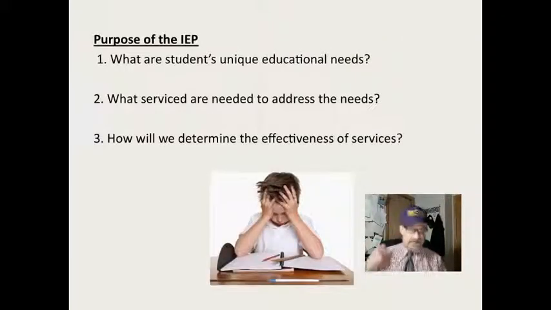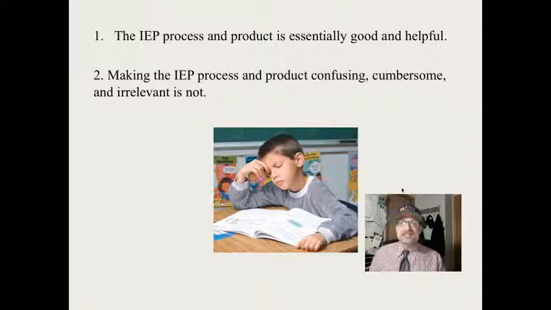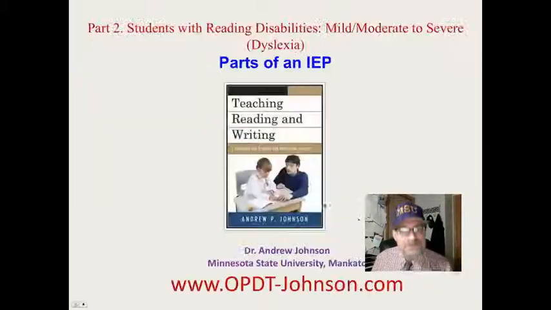So the purpose is to identify students' unique educational needs, the services that need to be there, and how will we determine if the services work. That is the basics. Now, the IEP process basically is pretty good. The product is essentially good and helpful. It's when people get involved and make it so confusing and cumbersome and irrelevant, it gets in the way of providing help more than helping to help, if that makes any sense. Basic overview, we'll be going over the parts of an IEP in the next one.